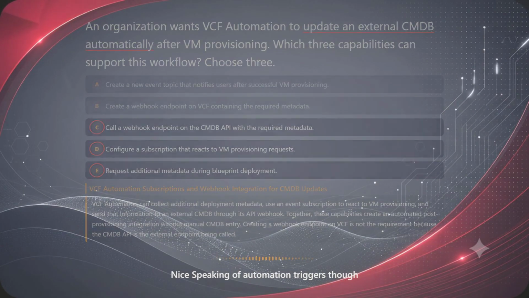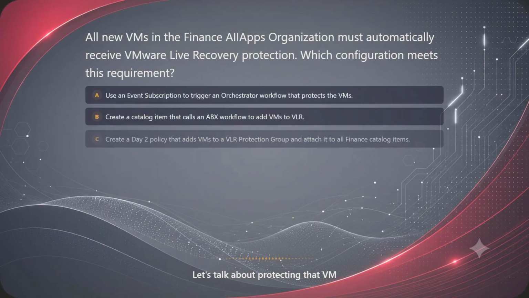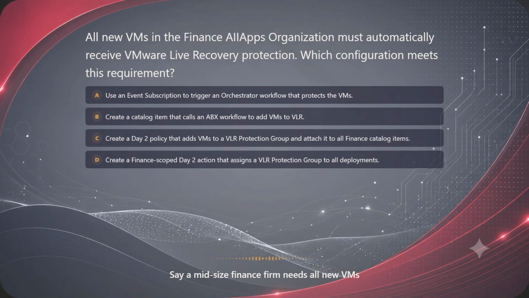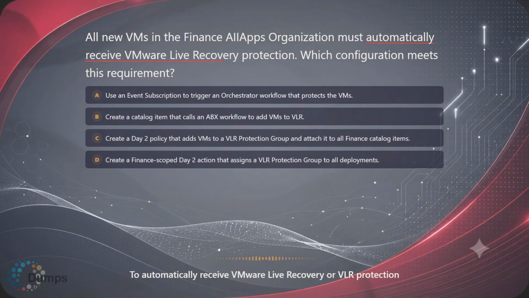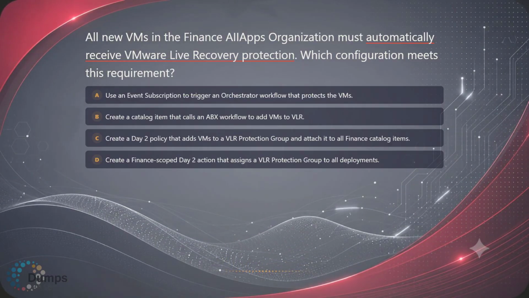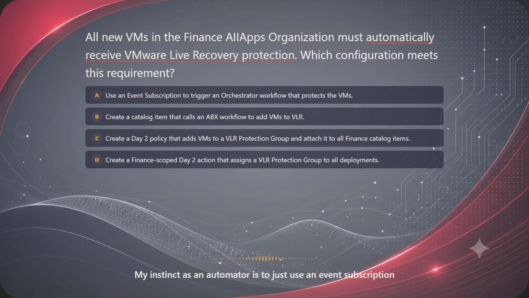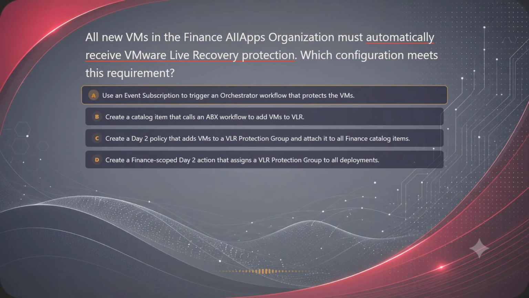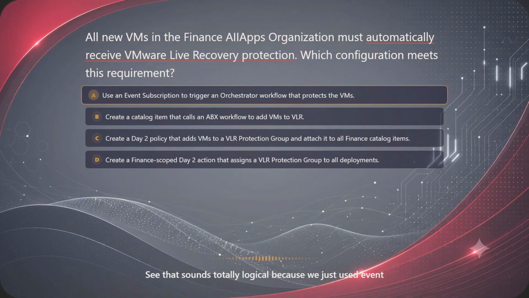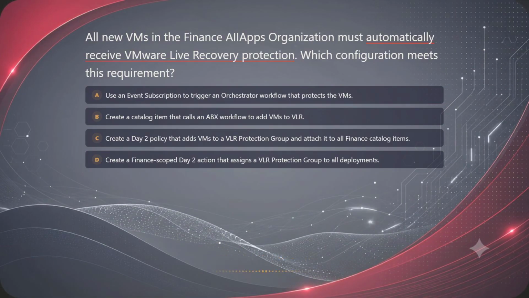Nice. Speaking of automation triggers, though, let's talk about protecting that VM. Okay, what's the scenario? Say a mid-size finance firm needs all new VMs to automatically receive VMware Live Recovery, or VLR, protection. My instinct as an automator is to just use an event subscription to trigger a custom workflow. Or maybe create a catalog item for an ABX workflow. See, that sounds totally logical because we just used event subscriptions in the last one.